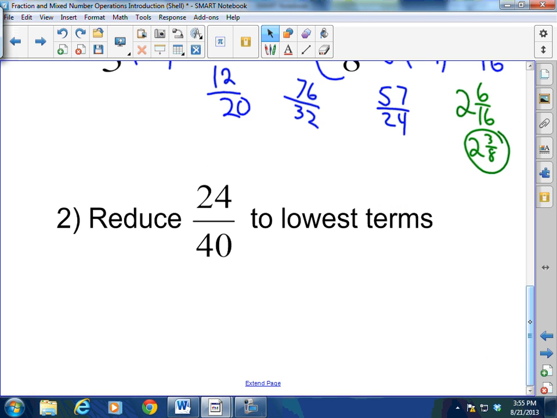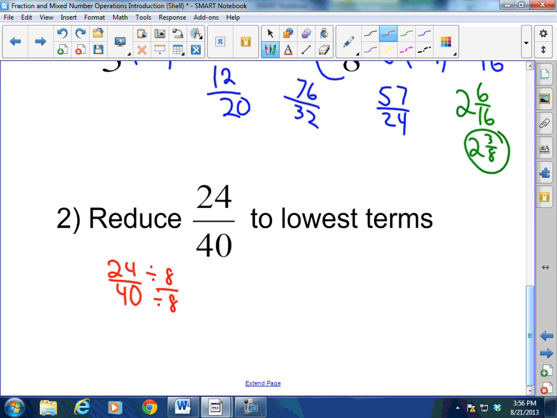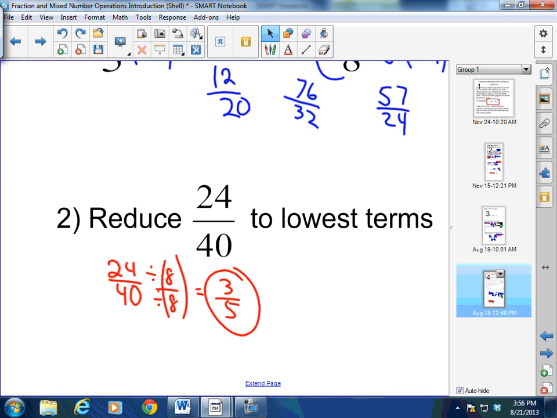And then reduce 24/40 to lowest terms. We're going to use equivalent fractions again. I got 24/40. I want an equivalent fraction that is in lowest terms. So I'm going to just divide the same value to both the numerator and denominator until the greatest common factor between both is 1. So, okay, what goes into 24 and 40? Well, I know that 8 goes into 24, and I know that 8 goes into 40. 24 divided by 8 is 3. 40 divided by 8 is 5. That's it. I'm done. That is simplified to lowest terms.